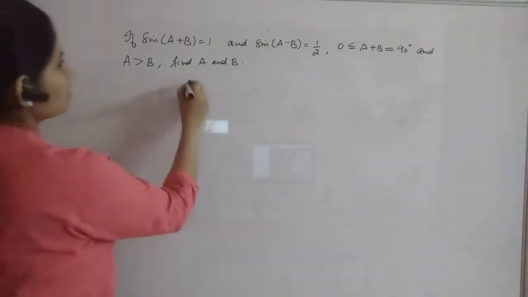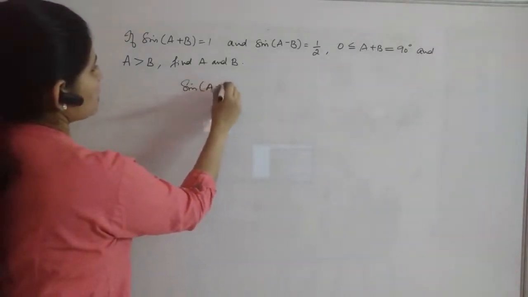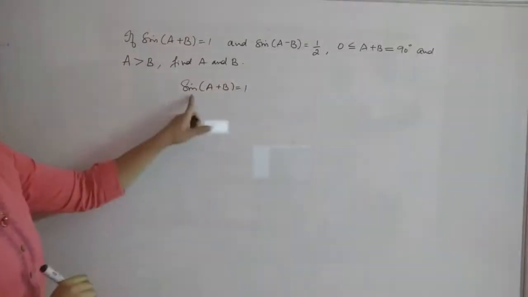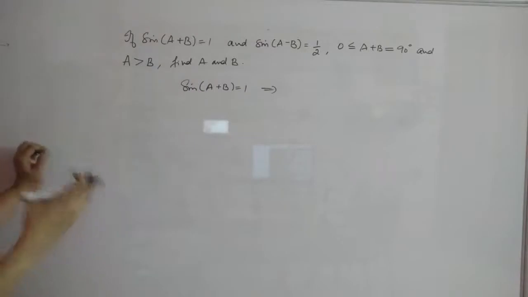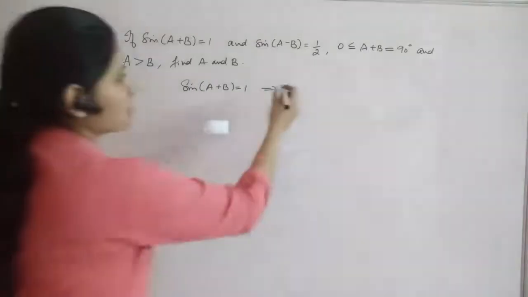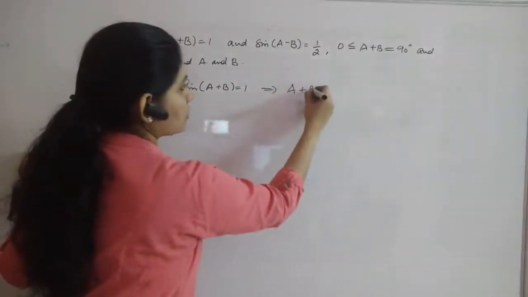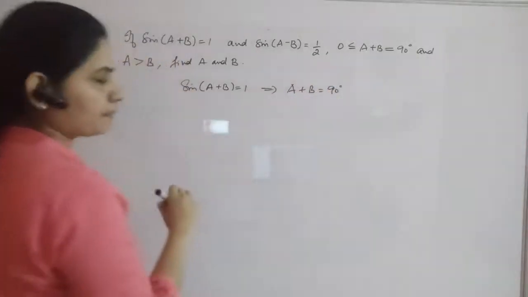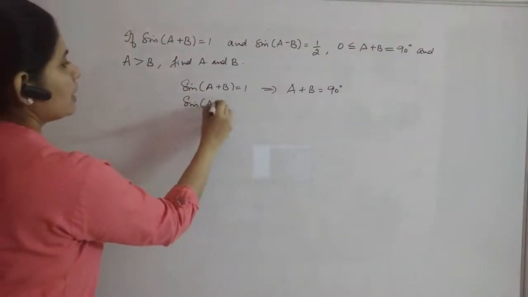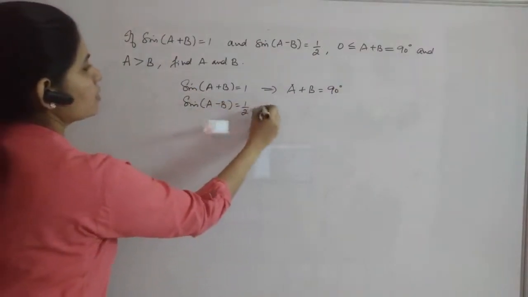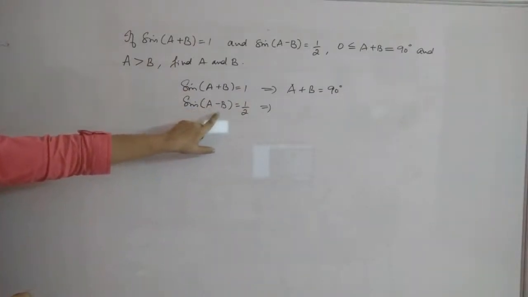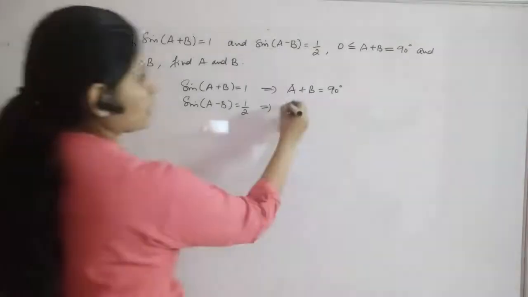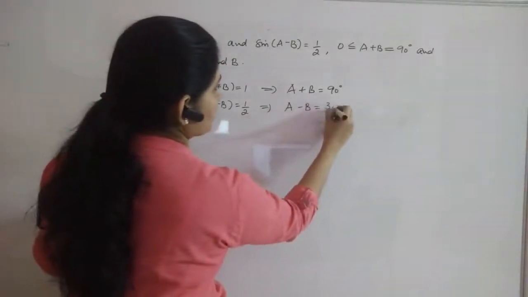Find a and b. So sine of a plus b is equal to 1. Now you have to see when you will get 1 for the sine of an angle. Sine of which angle will give you 1? What is that angle? 90. Sine 90 is 1. So you will get a plus b as 90. And sine of a minus b is given to be 1 by 2. Which value of sine will give you 1 by 2? Sine 30 degree is 1 by 2. So you will get a minus b as 30 degree.